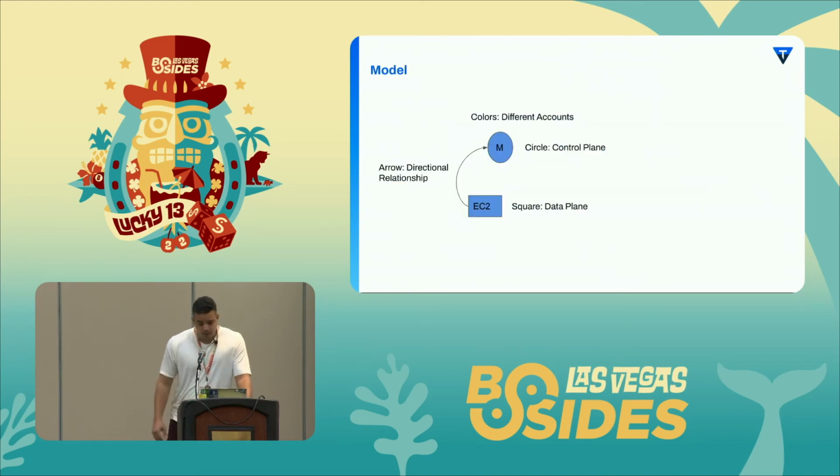So how do we model that? All the squares that you saw in the presentation are things from the data plane, like EC2 instances, Lambdas, ECS, or anything like that. Everything that is a circle is from one account, and the colors make the difference between accounts. We also have an arrow with a directional relationship.